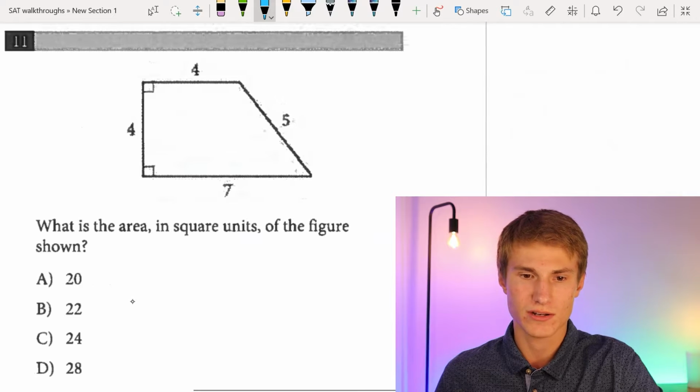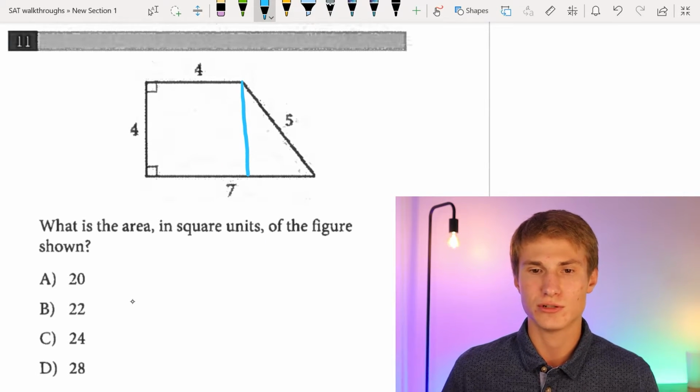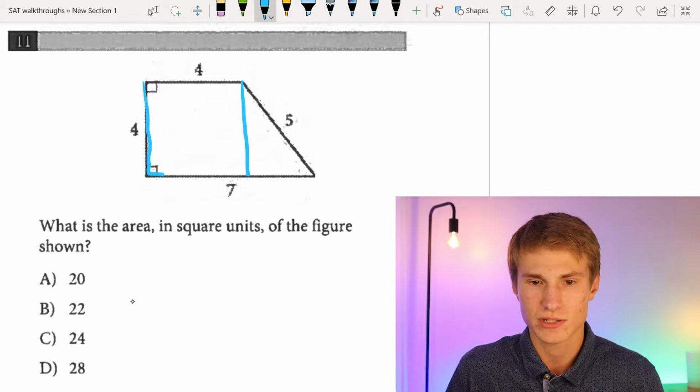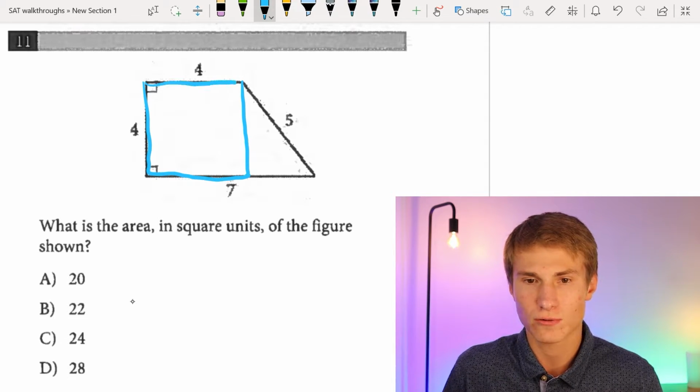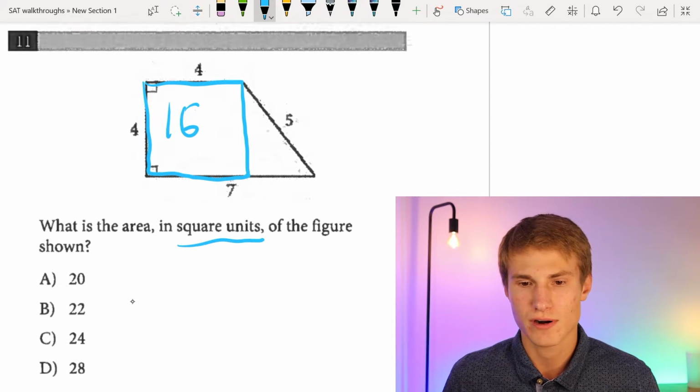What is the area in square units of the figure shown? Key thing here to solve this area, we need to split this up into two shapes. So when we do this, we see we're going to have a square, which I'm going to go ahead and mark in blue. Now this square is 4 by 4, which gives it an area of 16. Now obviously that's going to be square units.